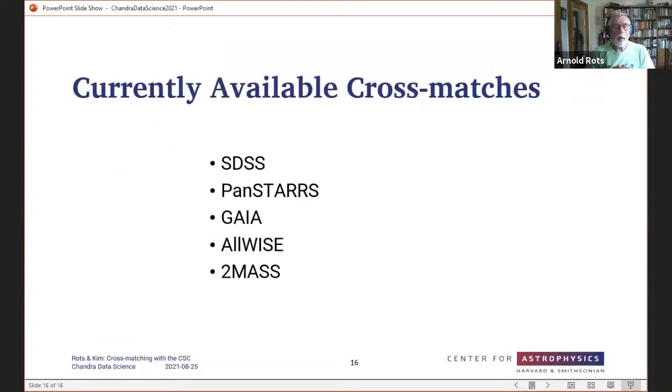To finish this up, we currently have cross-match lists between the Chandra catalog and SDSS data release 17, Pan-STARRS, Gaia data release 2, all WISE and 2MASS, and we hope to continue this list. And that's all I have. Thank you.